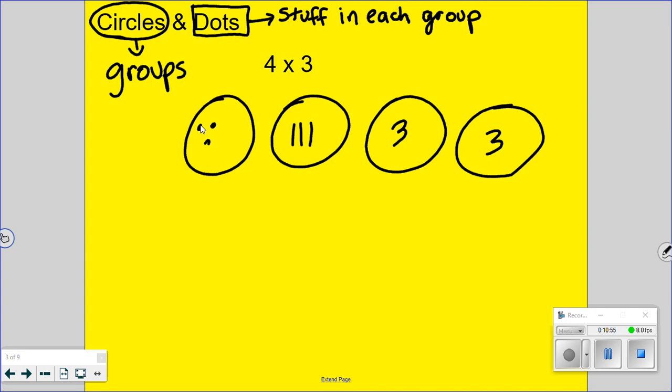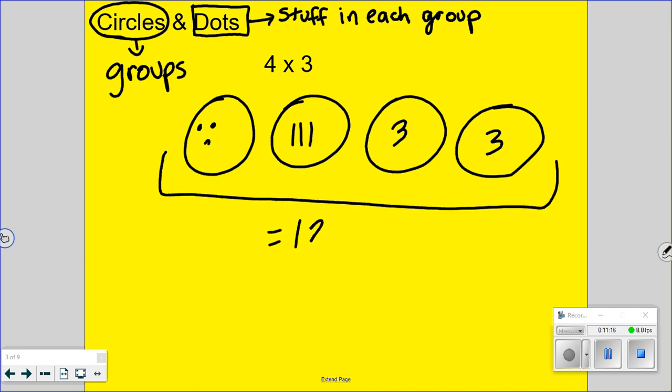From there, you find the total. 4 groups of 3 is worth what? How much is that really worth? Raise your hand to tell me. Mason? 12. And we can check by counting, and this should be worth 12 stuffs. 12 things. This was the very first way we learned multiplication, drawing it all out. I love this because it matches our language.